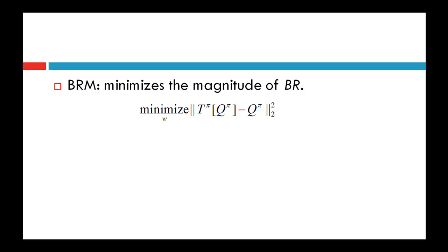So BRM, or the Bellman residual minimization algorithm, minimizes the magnitude of the Bellman residual. It is given as: minimize over the weight vector W, the norm of T pi Q pi minus Q pi. Here the norm can be any norm, but in general we choose the square of the L2 norm.